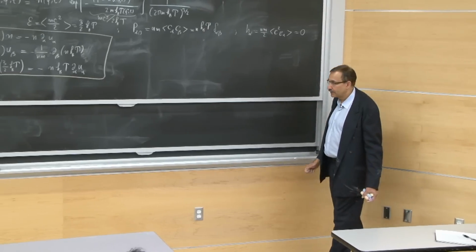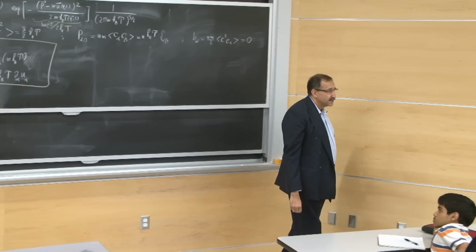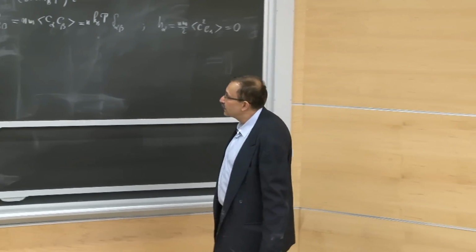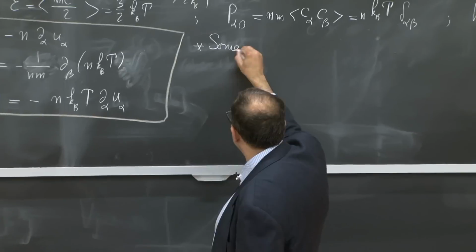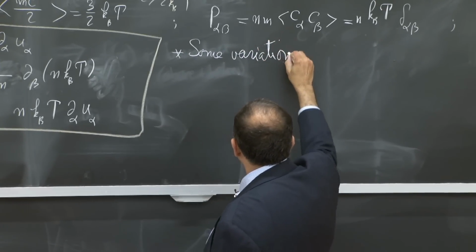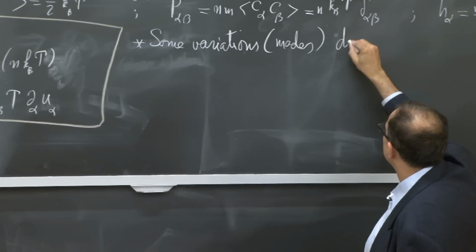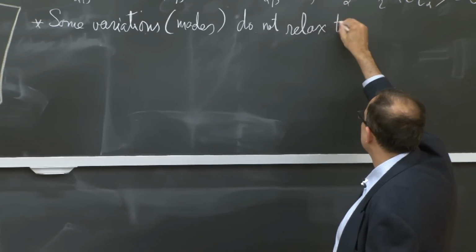Now what happens is that within this equation, some quantities do not relax to equilibrium. Some, let's call them variations. Sometimes I will use the word modes, do not relax to equilibrium.